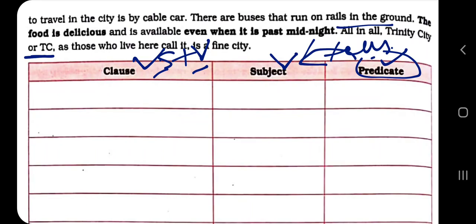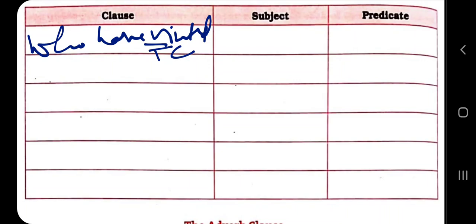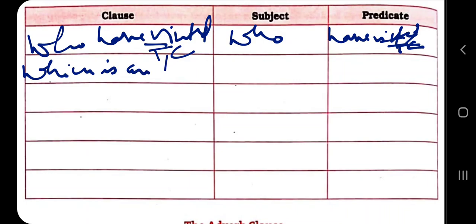Right? Now on the basis of the above reading, let's do it. Clause in the first line: who have visited TC, that is Trinity City. Here the subject is who, and the predicate is have visited Trinity City. Please listen to my voice and write it. I'm not able to write in a proper way. Next sentence: which is an island. The clause is which is an island. Here the subject is which, and the predicate is an island.